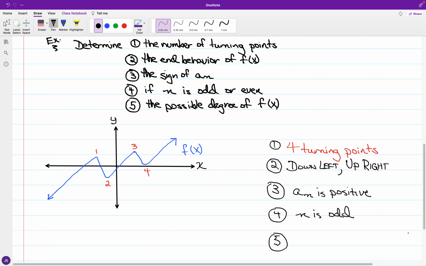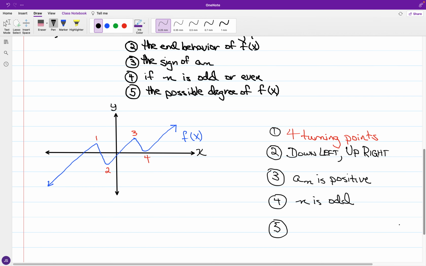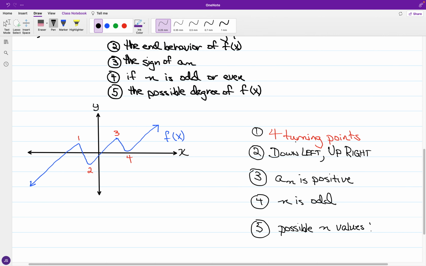And for the possible degree of f of x, for the possible n values, you have an odd amount, and it is going to be greater than the number of turning points. Again, we have 4 turning points.